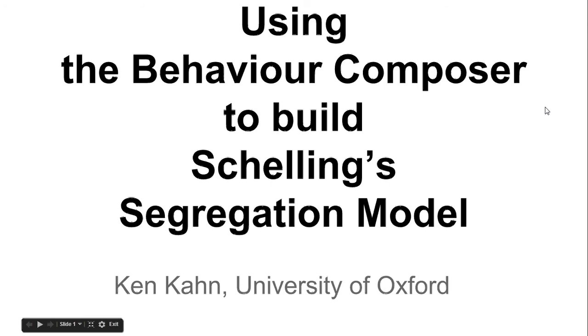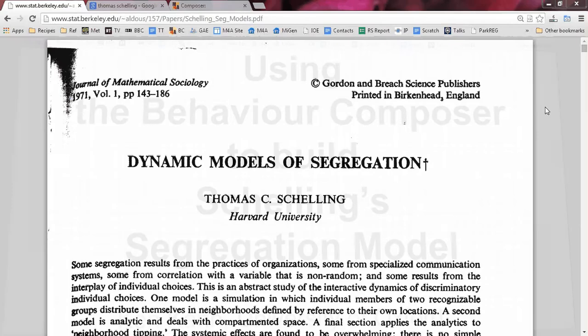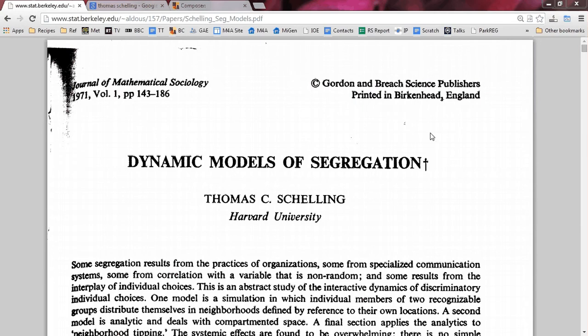Hello, I'm going to be showing you how to use the Behavior Composer to build an agent-based model. The model is based on this paper by Thomas Schelling called Dynamic Models of Segregation. And notice that he wrote it in 1971. This is probably one of the very first agent-based models.